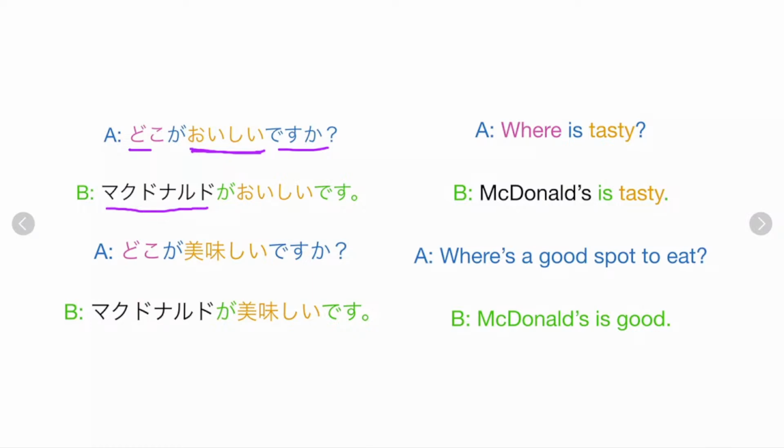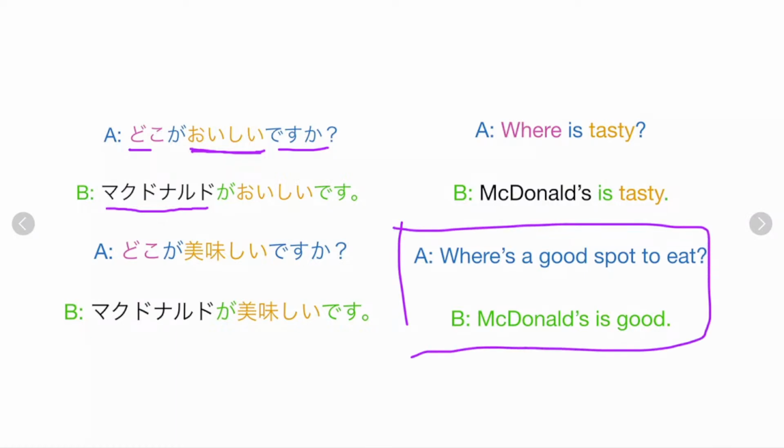So while this is literally saying where is tasty, McDonald's is tasty, this is how I would translate it, which is, what's a good place to eat? And the response is, well, McDonald's is good. Even though the direct translation is, where is tasty? In English, that's not how you would say it. So instead we go with this.